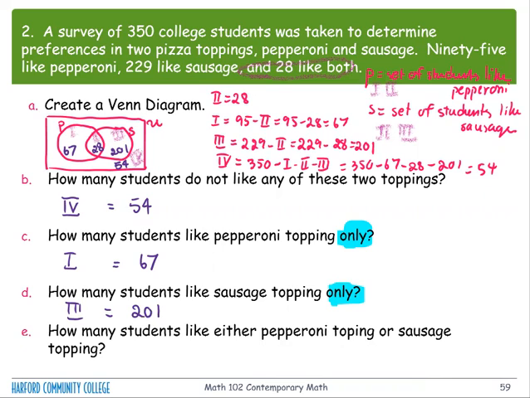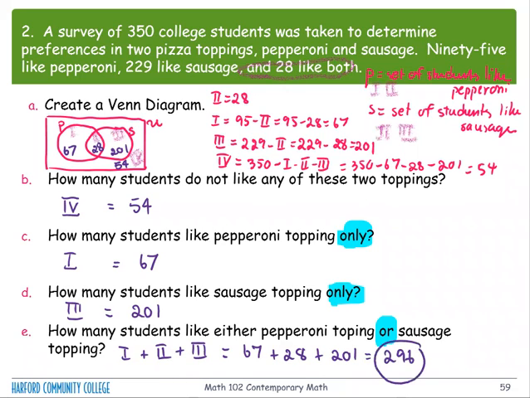The last one, how many students like either pepperoni topping or sausage? Key term, or, that means we take anything in P or in S or in both. So we can use region 1 plus region 2 plus region 3, which is the sum of 67, 28, and 201. And the number comes out to be 296 students that like either pepperoni topping or sausage topping.